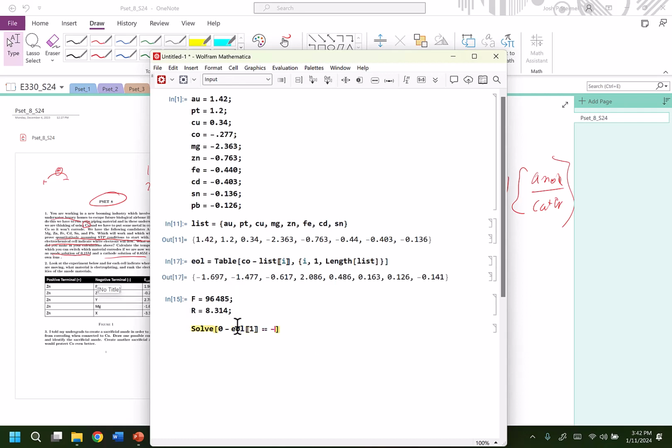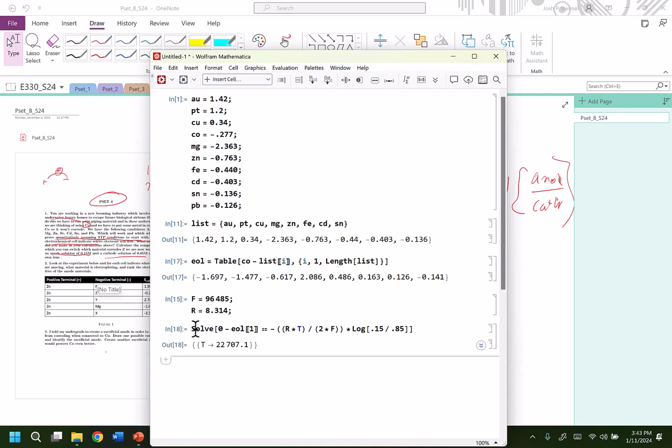equal minus R times T divided by, and we're going to make an assumption that the number of moles transferred is going to be 2 each time because it's cobalt, F times the natural log of 0.15 divided by 0.85.